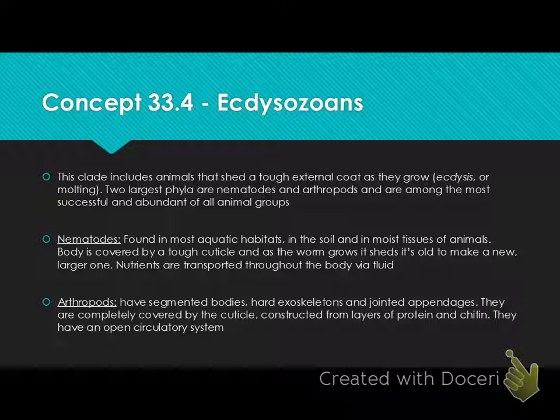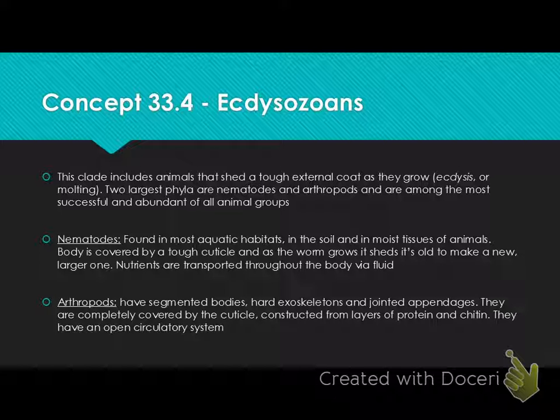Ecdysozoans. This clade includes animals that shed a tough external coat as they grow, or molt. The two largest phyla are nematodes and arthropods, and are among the most successful and abundant of all the animal groups. Nematodes are found in most aquatic habitats, in the soil, and in most tissues of animals. The body is covered by a tough cuticle, and as the worm grows, it sheds its old one and makes a new, larger one. Nutrients are transported through the body via fluid.